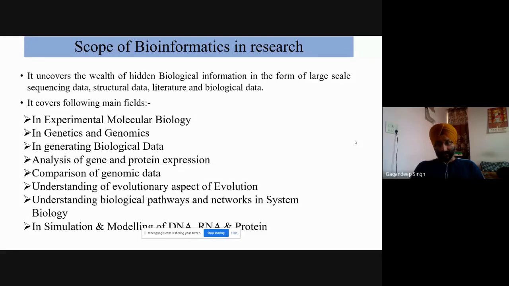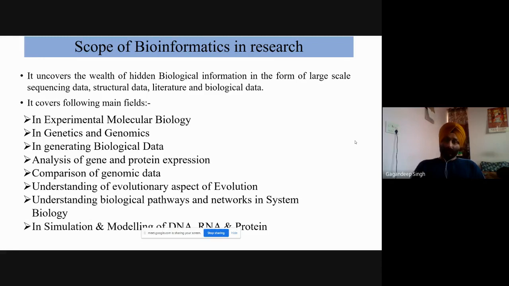Maybe we need to generate new data, or the data is already available. We can mine data from that part as well. In molecular biology or genetics and genomics, we need some DNA or proteins, and we can start our experiment. We can mine some markers, we can generate some markers, and then based on our idea, we can see the databases. Is there any data related to our idea? If data is available, then there is no need to generate new data for that particular experiment.